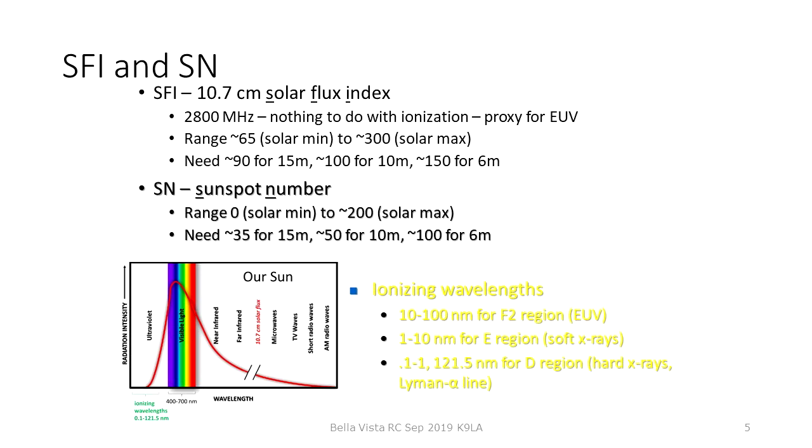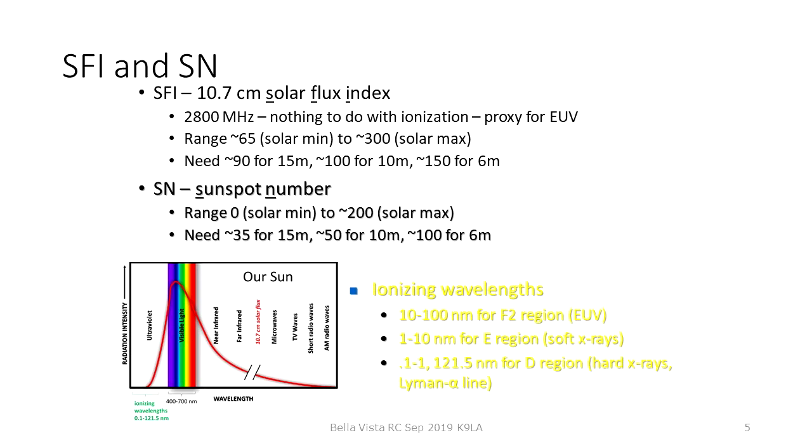There's 10.7 centimeter solar flux in red, and that's about where it is. But what's important is on the left side of the screen, there's an annotation: ionizing wavelengths from about 0.1 to 121.5 nanometers. So you can see that 10.7 centimeter solar flux is way far away from the true ionizing wavelengths. And the sun does not put out that much energy at those wavelengths, but fortunately it's good enough to ionize atmospheric constituents.